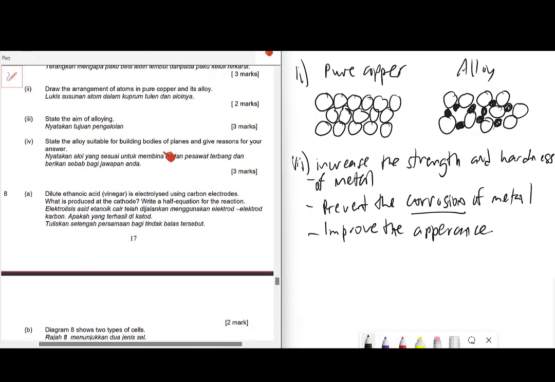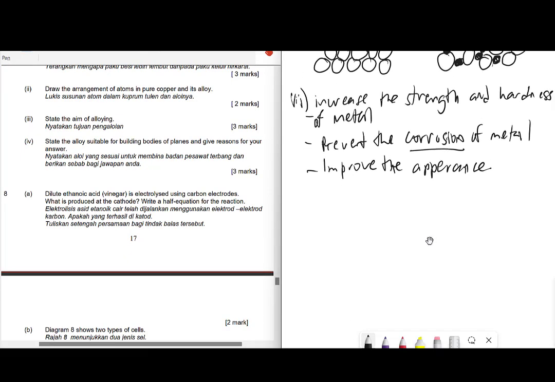State the alloy suitable for building bodies of planes and give a reason for your answer. Okay, this is now my part 4. This comes with 3 marks. So they want the alloy to make a plane, so you need to know the exact name of the alloy. It's not stainless steel, because a plane, of course you know, is very light, it has low density. So what is the major component of the metal? Definitely aluminium, because aluminium is a very light metal. But we want to make an alloy from aluminium.